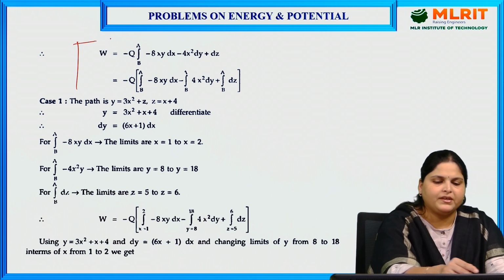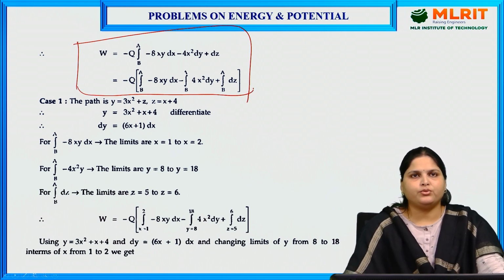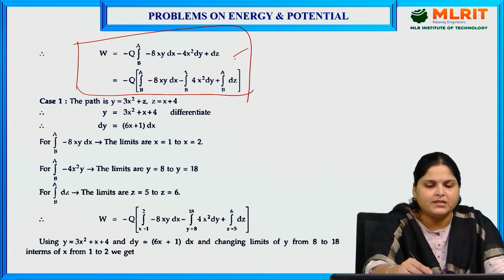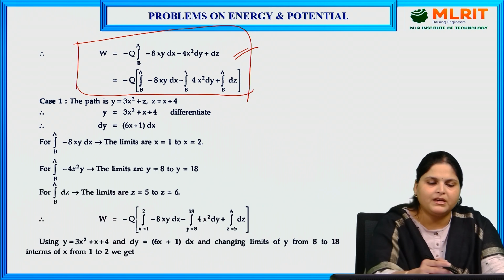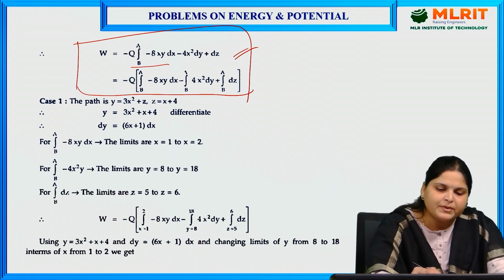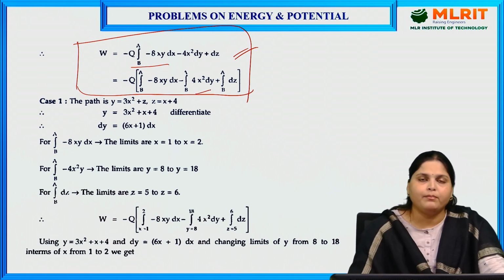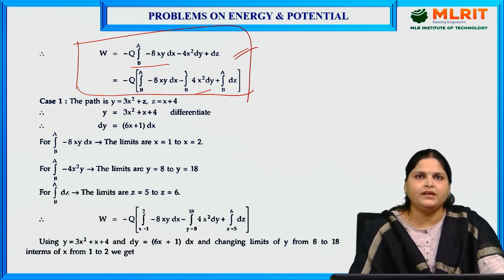Now we are putting into this formula. W is equal to minus q integral from a to b. We can put the value of q also: 8xy dx minus 4x square dy plus dz. Now we will separately write the integration sign. It will become minus q into integration of b to a minus 8xy dx minus b to a 4x square dy plus b to a dz, integration of b to a dz.